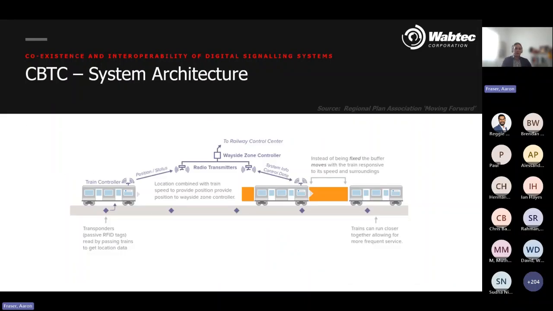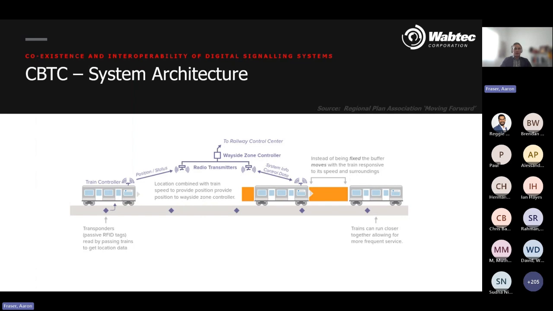So how does CBTC work? Well, it uses communication between the train's onboard computers and wayside zone controllers to precisely track trains and maintain a safe separation based on the performance of the train and its operating speed.